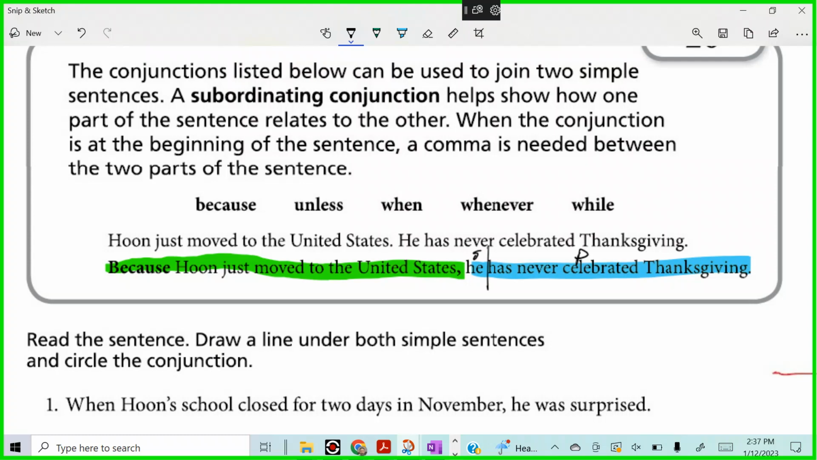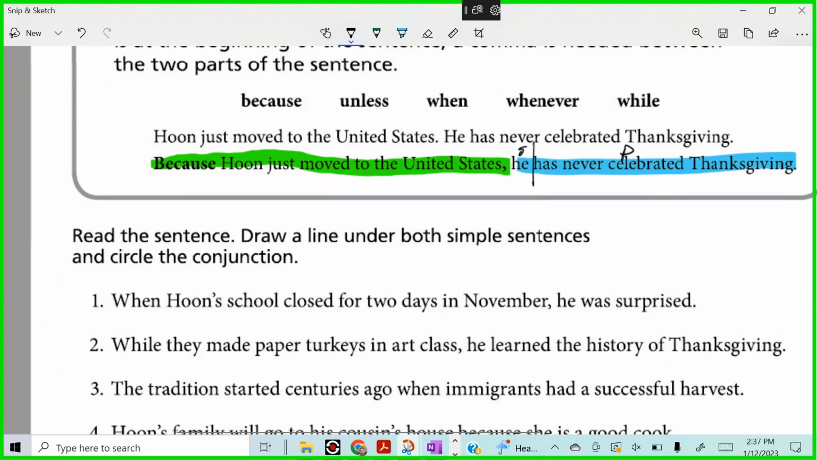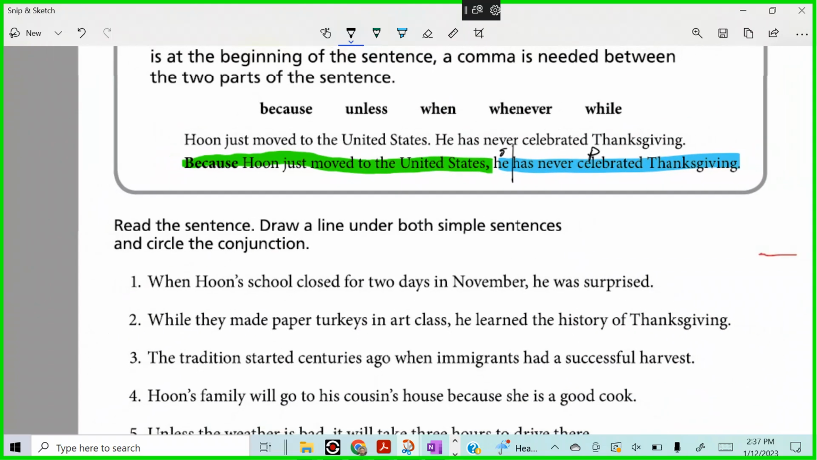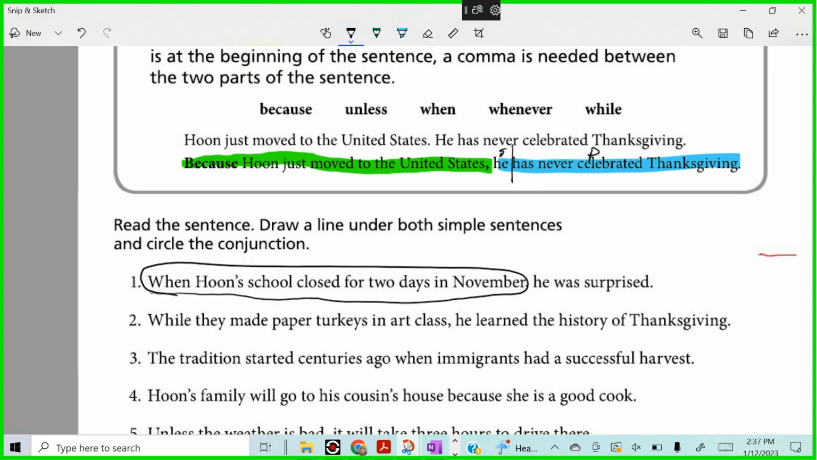All right, here we go. It says down here, read the sentence, draw a line under both simple sentences, and circle the conjunction. We're not going to do that. I want you to circle the dependent clause, and I want you to underline the independent clause and show me the subject and the predicate.